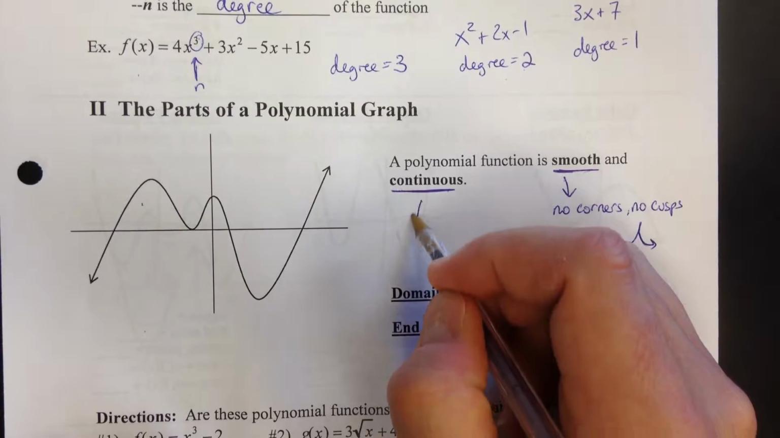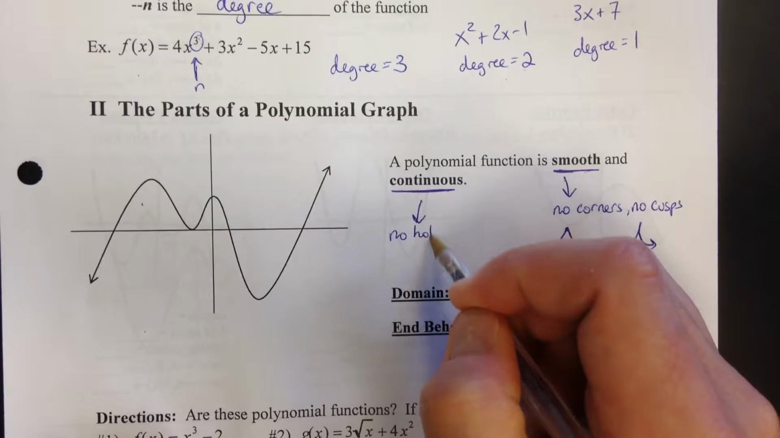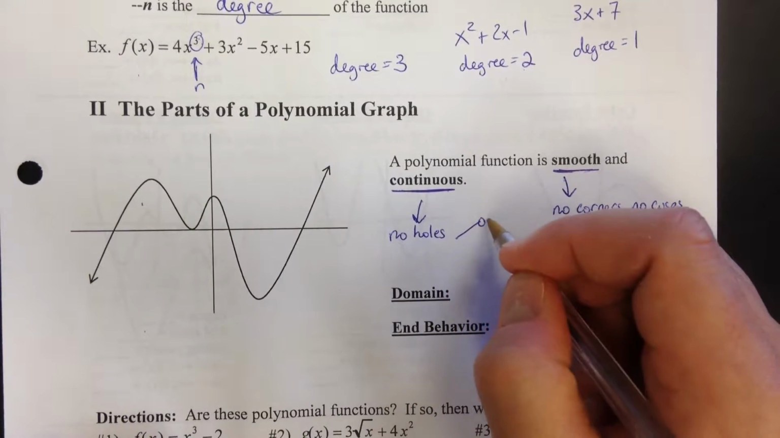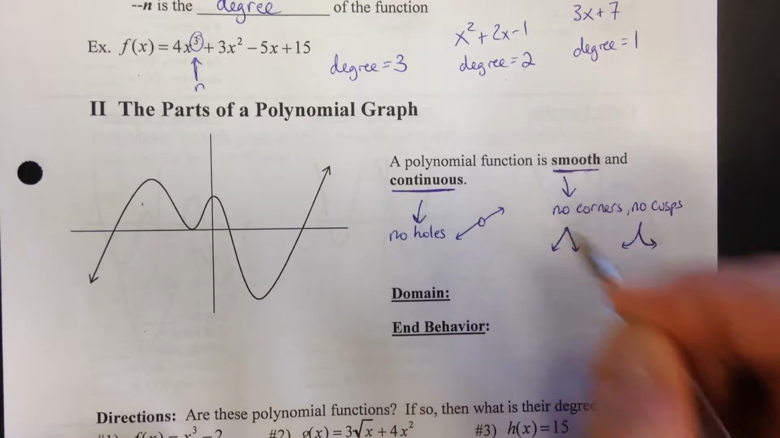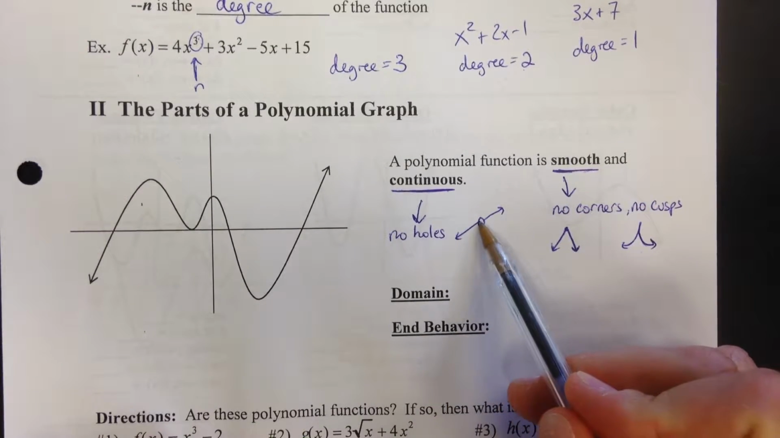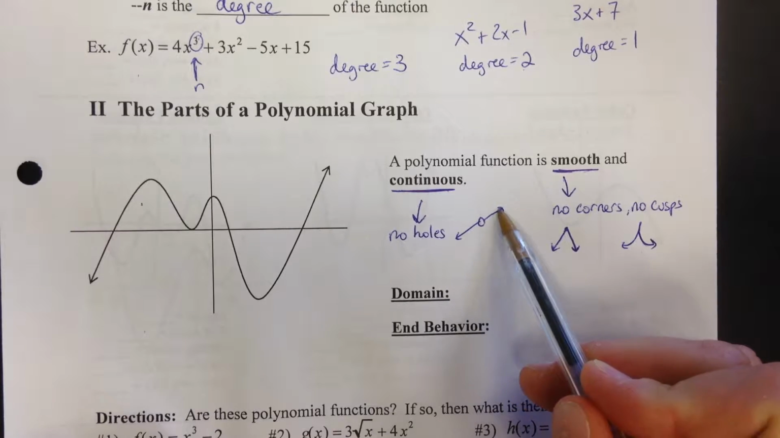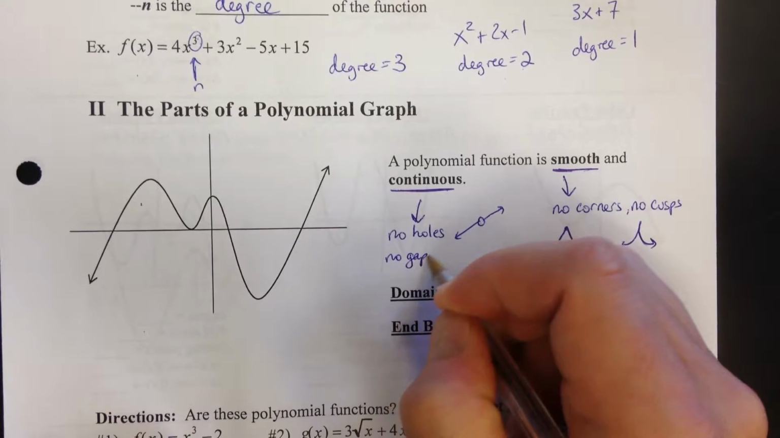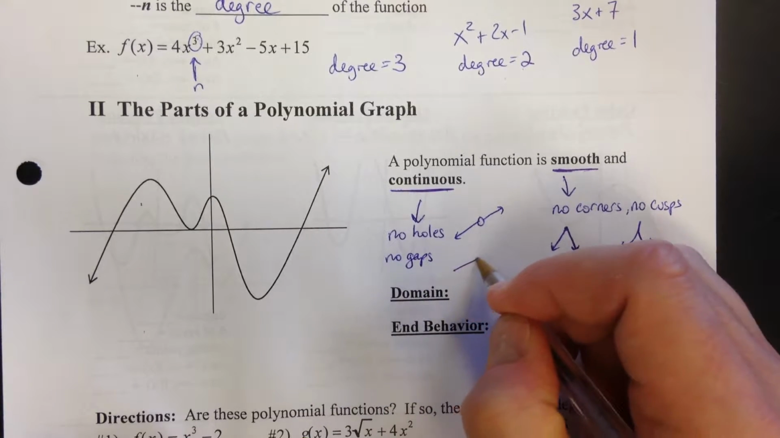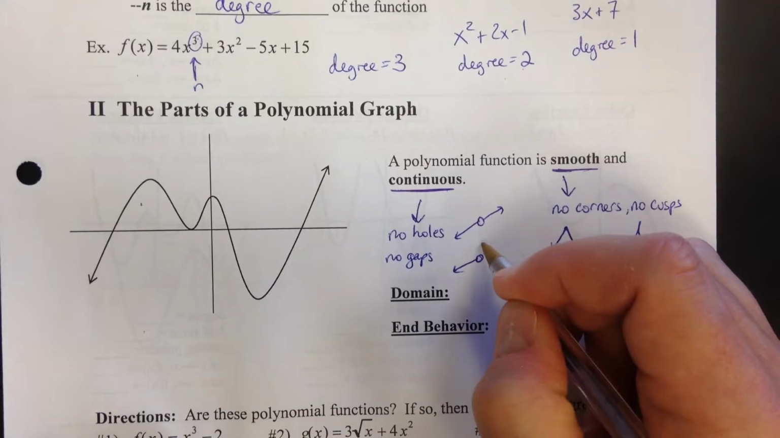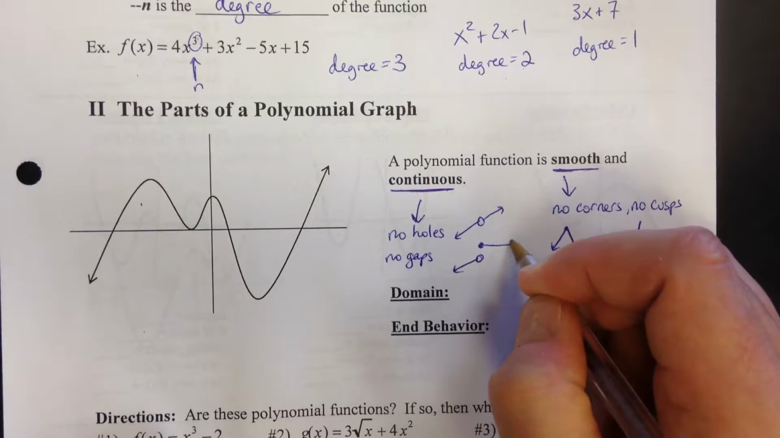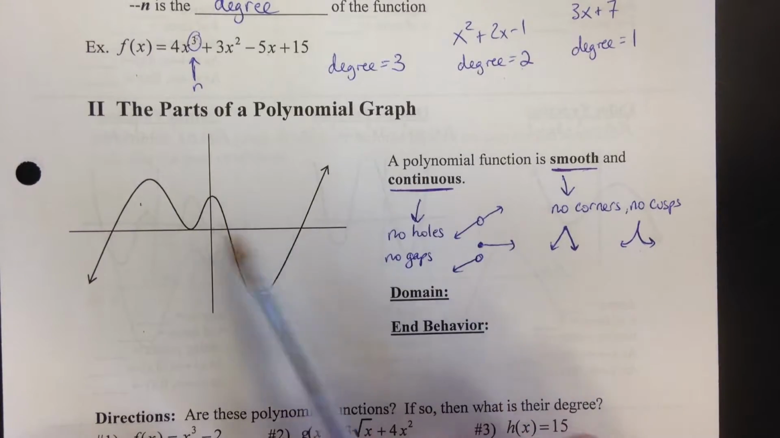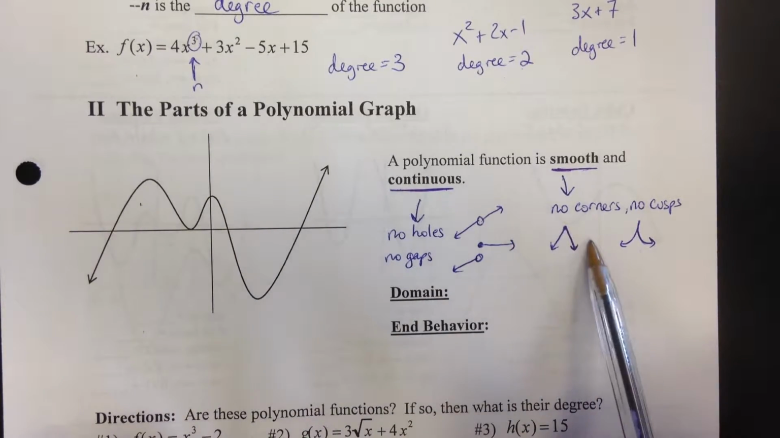And the idea of continuous is that there are no holes. A hole would be something that we saw with a piecewise function where your function might stop and then you have an open circle, then continues. That's a hole. Also, no gaps. So a gap would be something like, all right, it stops there, but then it starts up again right there. That would be a gap. Okay, so with a polynomial function, you can't have any of this stuff.